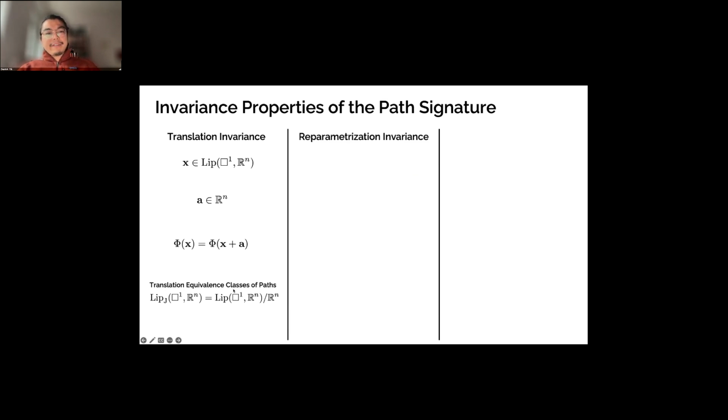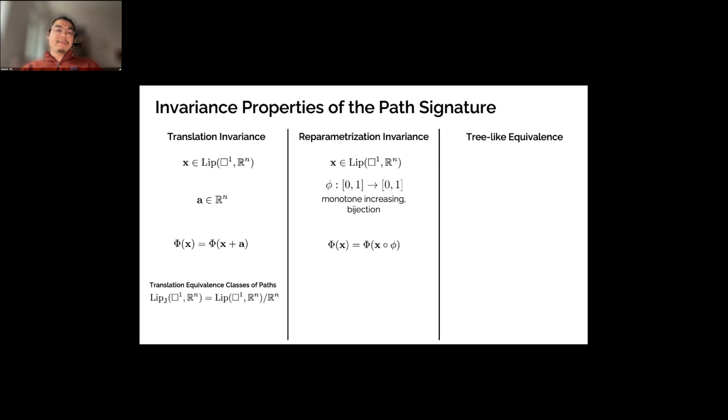And the second invariance property is reparametrization invariance. This is what we started off with in the motivation. So if I take some path and some reparametrization of the time axis, then the signature is going to be invariant with respect to this. And it turns out that the full invariant structure of the path signature has been characterized. This says that if we take two paths, x1 and x2, then their path signatures are the same if and only if they are tree-like equivalent.